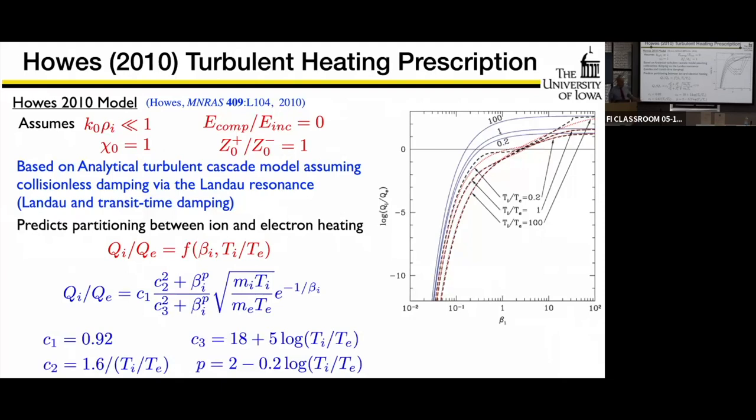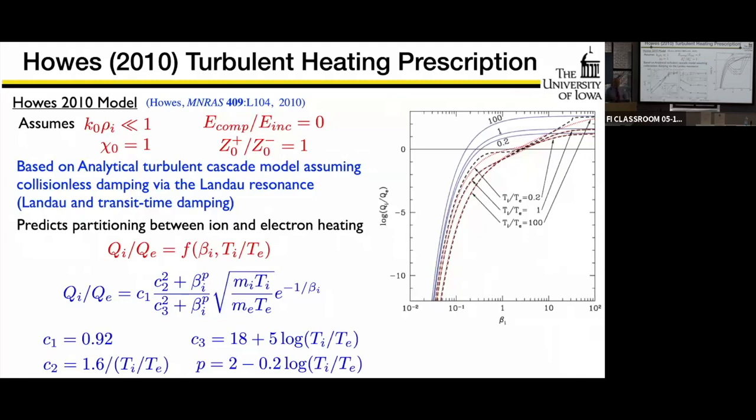And the actual model is this. I mean, this is what it looks like. And so if you have the ion plasma beta and the temperature ratio, you can compute these values, and it basically gives you the black dashed lines, which are the actual model results, and the red dashed lines are sort of a fitting to that. So that's what it is.